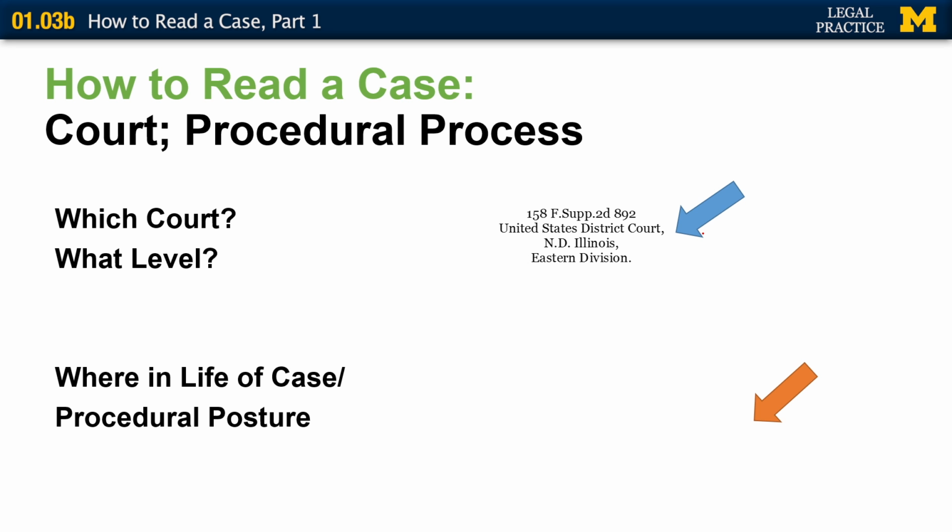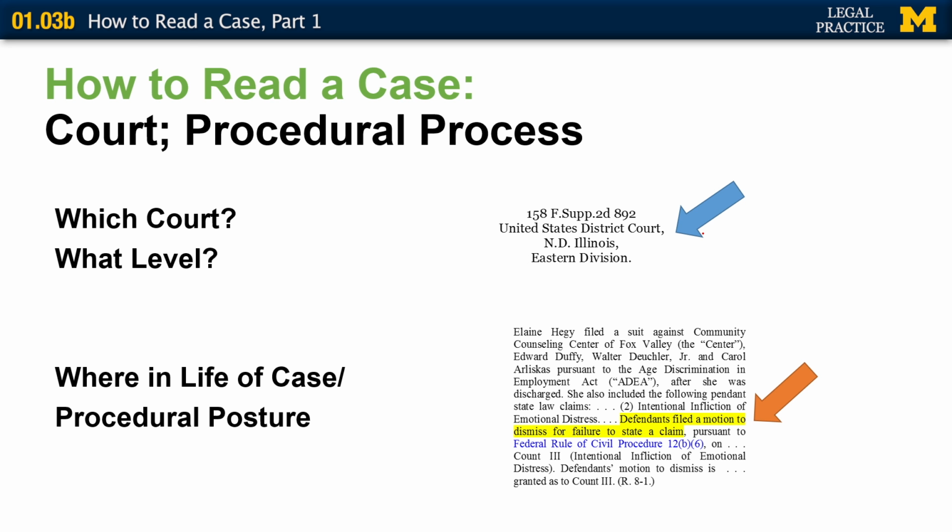With that, you also want to figure out where in the life of the case this decision is appearing, the procedural posture, in other words, of the case. And here the court has told you it's very early on in this case. Defendants filed a motion to dismiss for failure to state a claim. So if you remember from the last segment, that means that the plaintiff has filed a complaint and the defendant has immediately moved for a motion to dismiss.